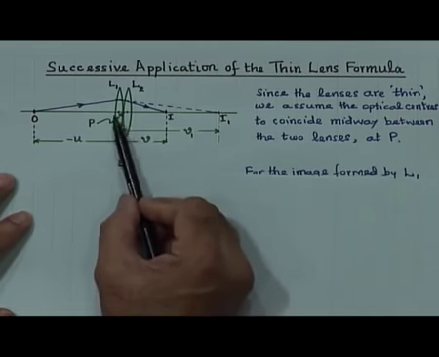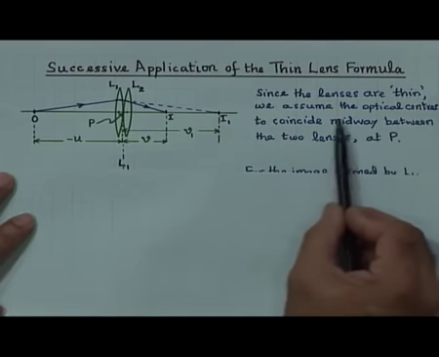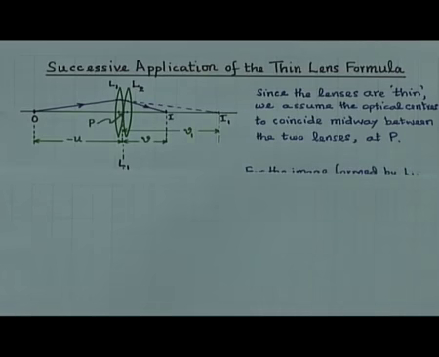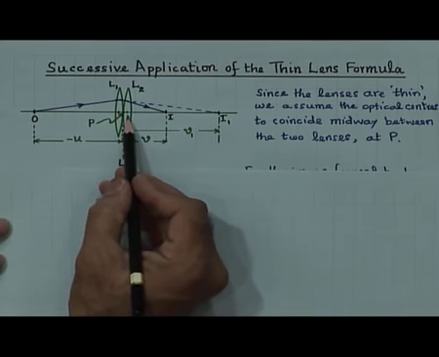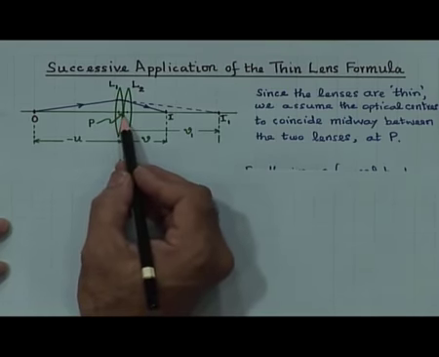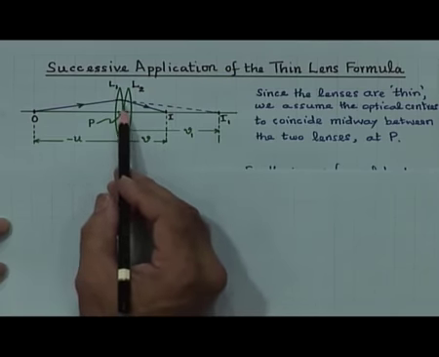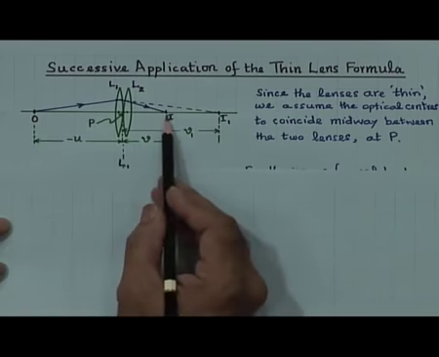Now because we are treating thin lenses, since the lenses are thin, we assume the optical centers to coincide midway between the two lenses. So here is the optical center of the first lens and the second lens, assumed to coincide at the midway, because it's a thin lens, so the difference is very small. So we assume that to be the center, so that this is the object distance and this is the image distance of the combination. Object is here and image is here.